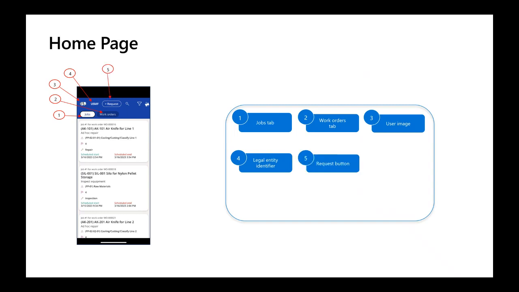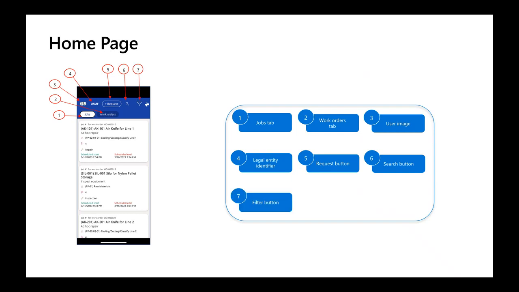Next to the legal entity component over there is the create request button. This is a key button because that would help them to create a maintenance request through this app. And we'll demonstrate the process in the demo today. Next to it is the search button that would give them the ability to search information on the screen.